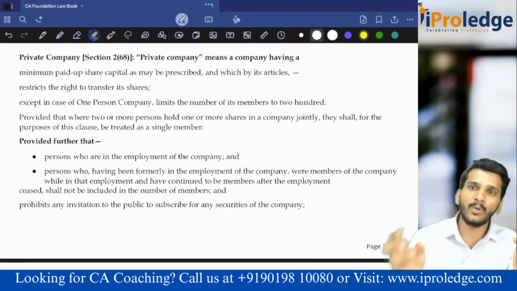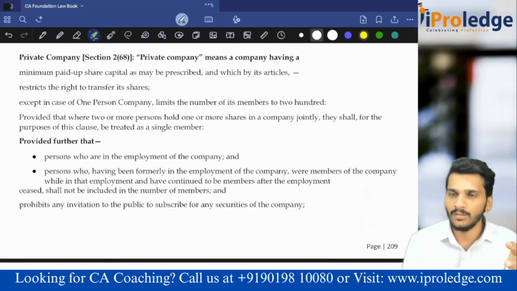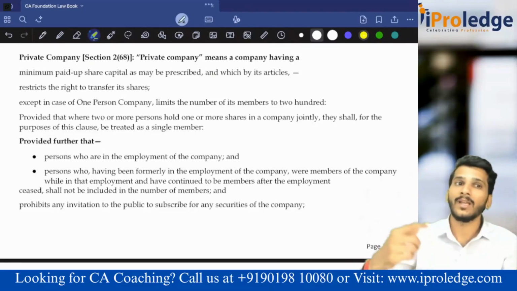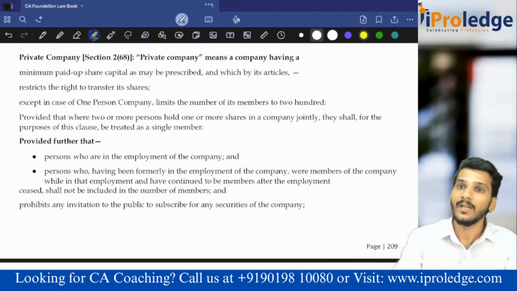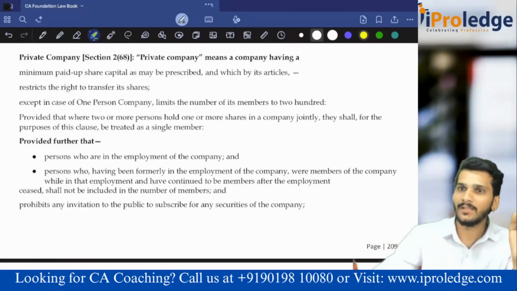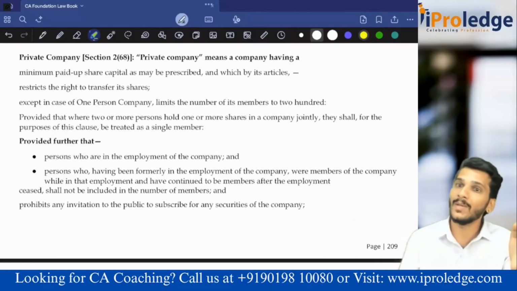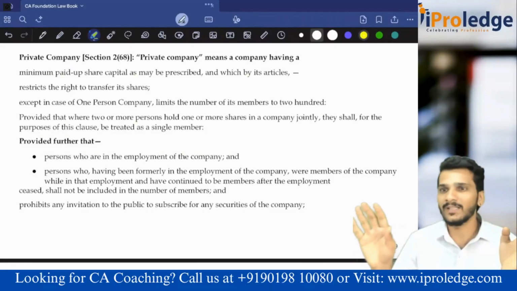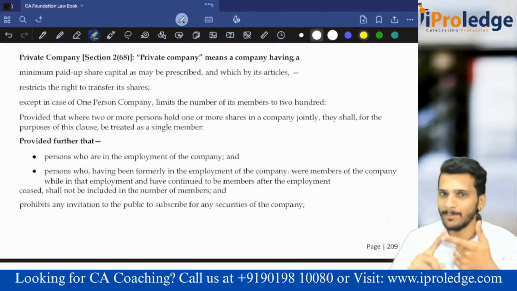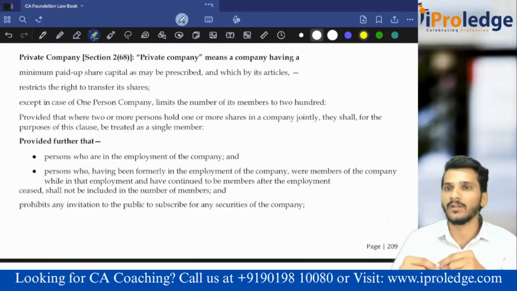But for the purpose of counting 200 members, don't include employee shareholders. Whenever employees are there, you give some ESOP, stock options. They are also shareholders, but they are shareholders because they are employees, so don't consider them as members. Then ex-employee shareholders, who got shares when they were employees but still kept the shares, are also excluded. And third, joint shareholders are considered as a single shareholder.